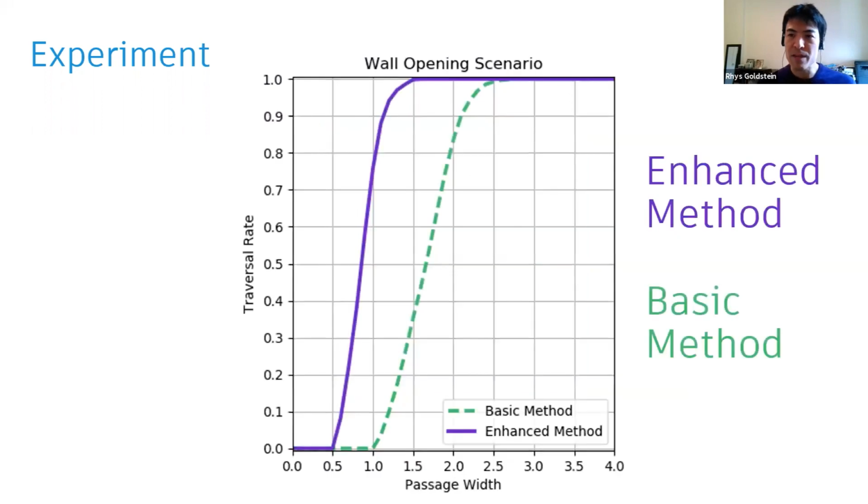First, we found that with the enhanced method, you can get through smaller gaps. So notice how the purple curve for the enhanced method is on the left. So that means that you can get away with using a coarser grid resolution, which means you get your analysis results faster. So you're actually going to get faster results if you use the enhanced method.